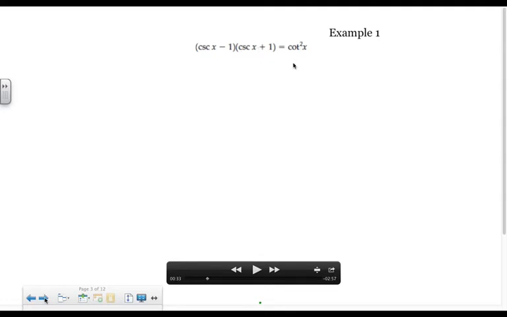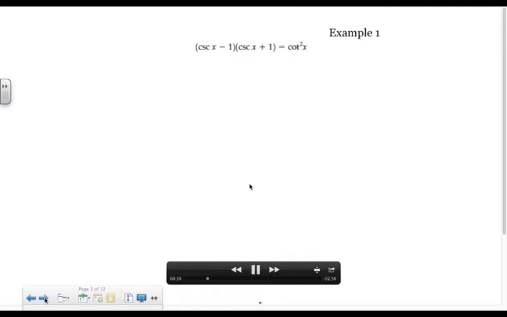You can't move anything from one side to the other side. Okay, this is not strictly algebra, this is proof. So what we're trying to do is to make this side and this side exactly the same. And we do that by using identities and simplifying. So I'm not going to touch this side. All I'm going to do is make this side look like that.